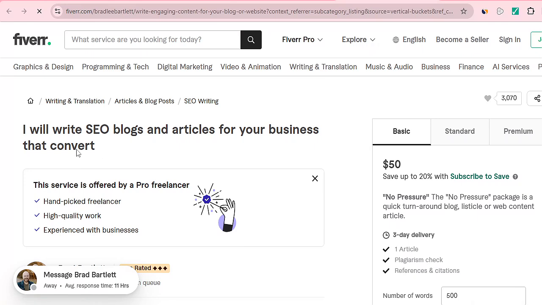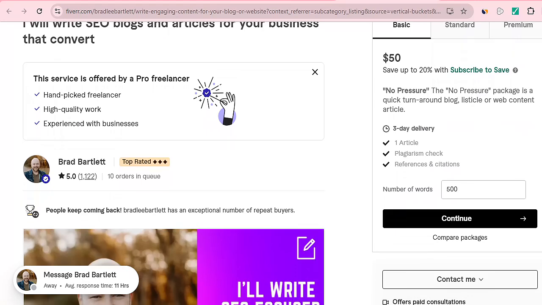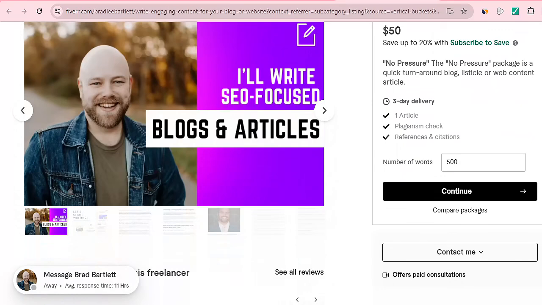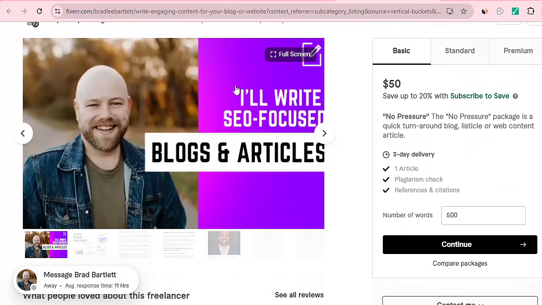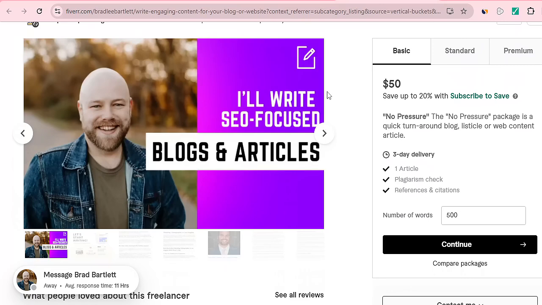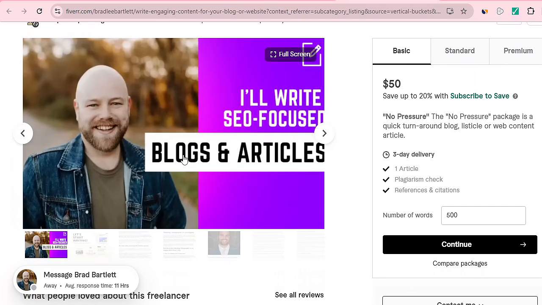Now we can even start by looking at this strategy very fast, what they use. So you can see I will write SEO, so that means they're using some keywords, right? So if you're looking for some kind of SEO blogs, then you will always find Brad, and of course articles for your business. Now these are the main things, search engine optimization keywords that they normally use, and of course the rating. Now look at his profile, or rather this image. You can see some kind of outstanding name of what he normally deals with, blogs and articles.